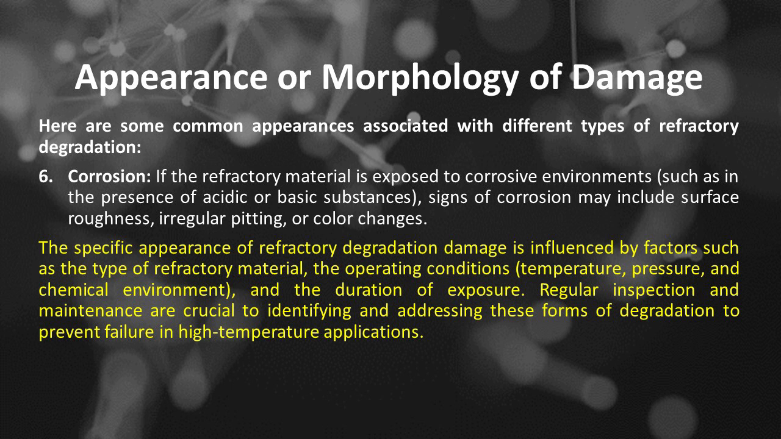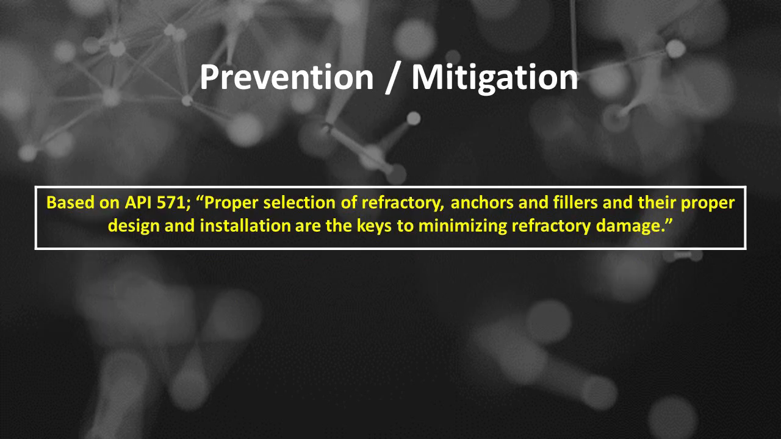The specific appearance of refractory degradation damage is influenced by factors such as the type of refractory material, the operating conditions, temperature, pressure, and chemical environment, and the duration of exposure. Regular inspection and maintenance are crucial to identifying and addressing these forms of degradation to prevent failure in high-temperature applications. Refractory degradation damage mechanisms prevention and mitigation: based on API 571, proper selection of refractory, anchors and fillers and their proper design and installation are the keys to minimizing refractory damage.